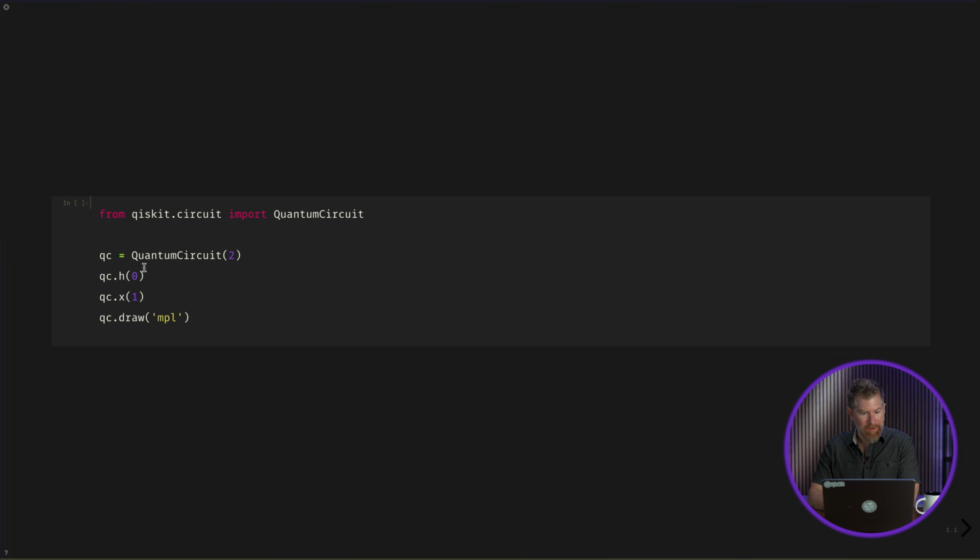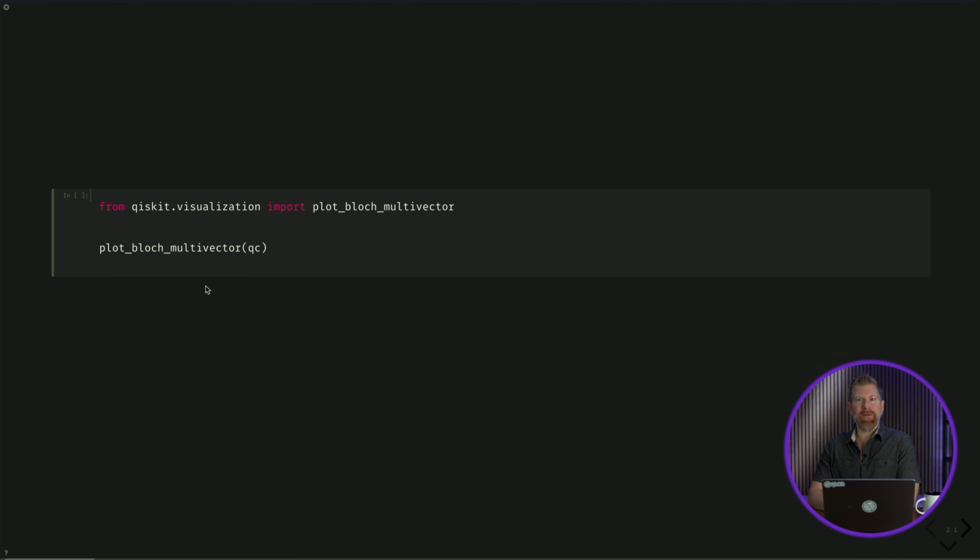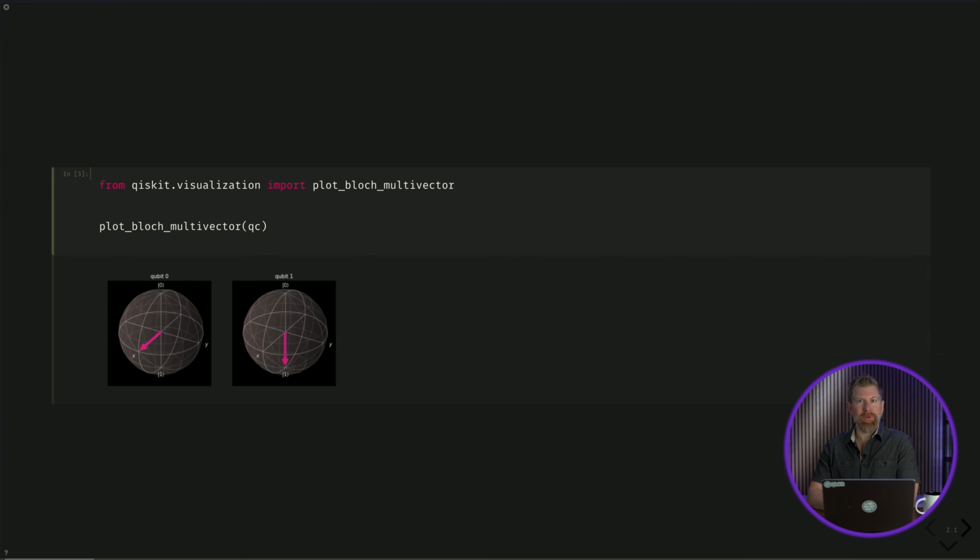We import the QuantumCircuit from qiskit.circuit and create a two-qubit circuit where we prepare q0 in the plus state with a Hadamard, an equal superposition of 0 and 1, and qubit 1 in the 1 state with an X gate. We can see the situation on the Bloch sphere by using plot_bloch_multivector. Here, q0 is pointing at the equator along the x-axis, and q1 is pointing at the 1 state at the south pole.